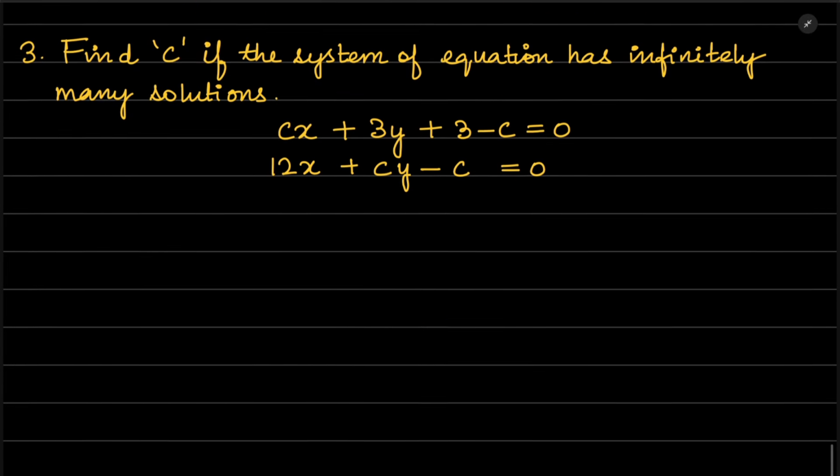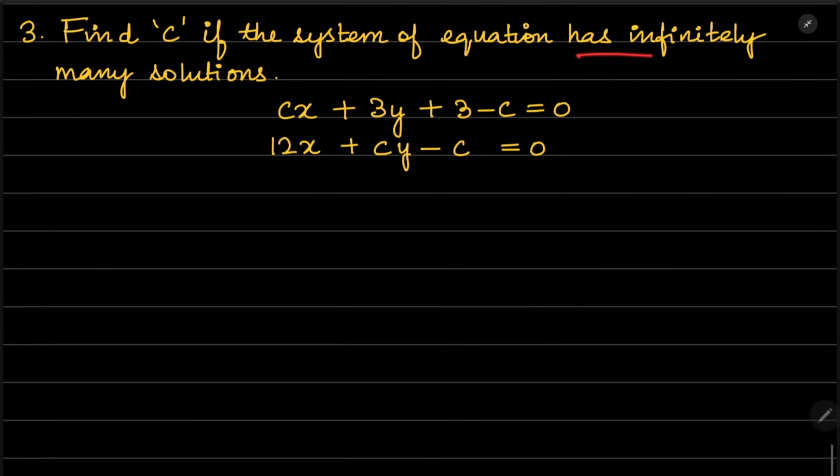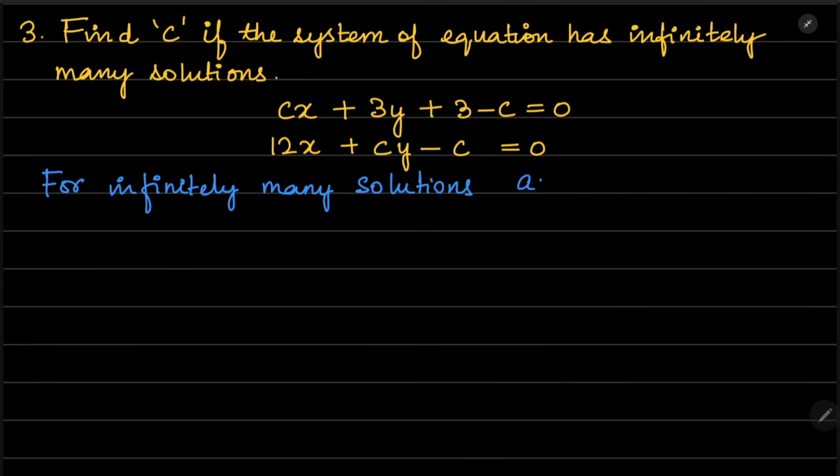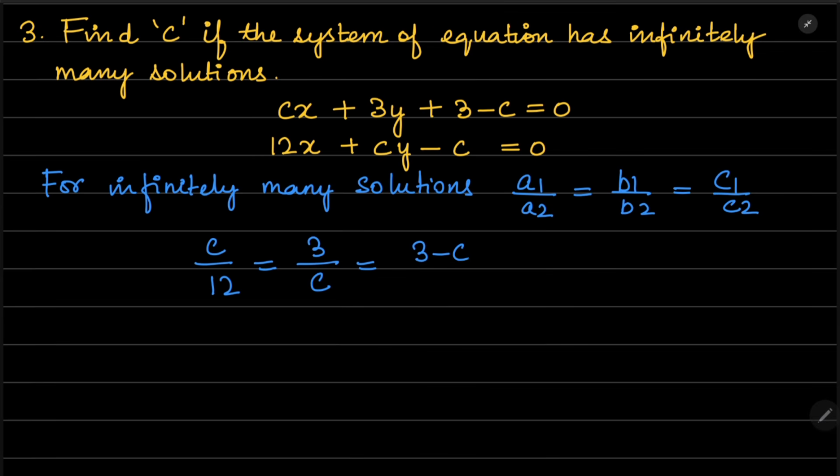Yeah, here. Find c if the system of equations has infinitely many solutions. Similarly, you are given two equations. So let's write down the condition for infinitely many solutions. For infinitely many solutions, a1 by a2 is equal to b1 by b2 and that is also equal to c1 by c2. This is the condition. So let's replace a1 by a2, c by 12 is equal to 3 by c is equal to 3 minus c by minus c. Right?